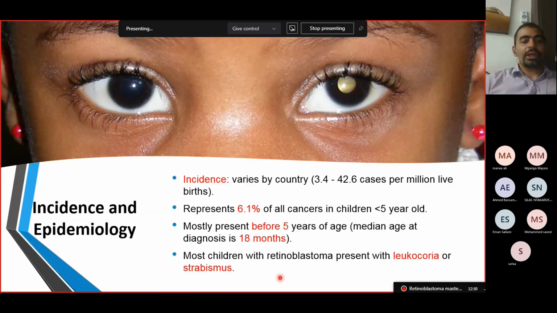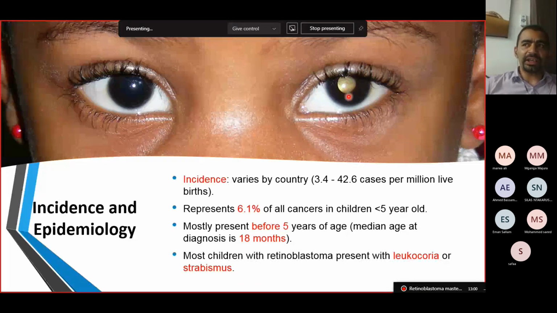complications of the malignancy. We need to know that the incidence varies between countries, and retinoblastoma represents slightly more than 5% of the cancers in children less than 5 years old. Mostly, it presents at a young age, before 5 years of age. The mean age of diagnosis is 18 months, and the most common presentation is with leukocoria, like this. So you find a whitish red reflex, which is either seen with the naked eye or accidentally discovered while the patient is taking a photo. You'll find the red reflex is normal in one eye and an abnormal whitish red reflex in the other eye.